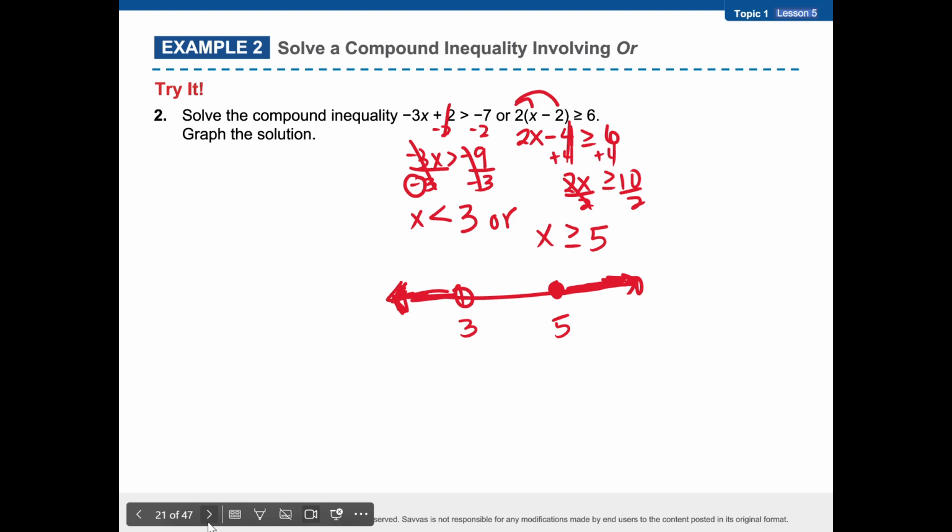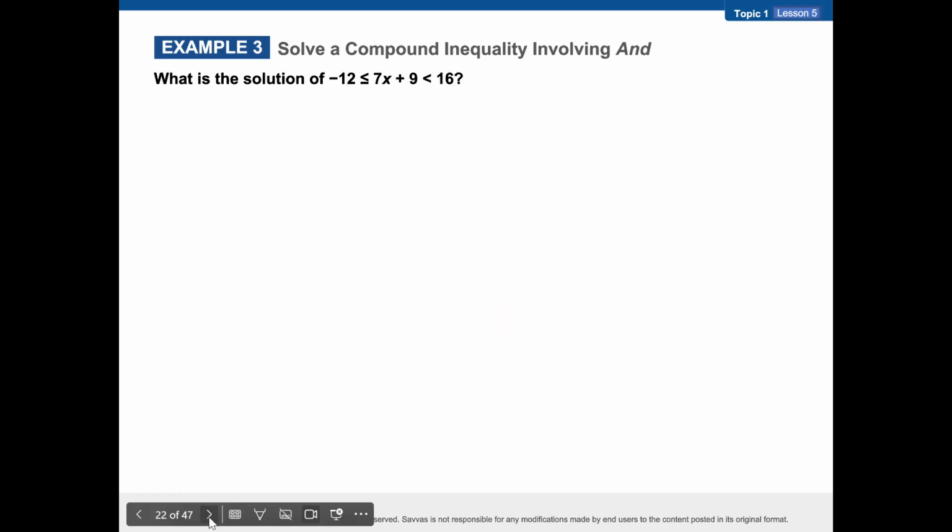Here's an example of an and. Now the difference between ands and ors: ors will always have the word or in between your two problems. Ands can either look like this, or they can look like the ors with the word and in the middle. Same concept. You're working inside the middle where the expression is, trying to get x by itself.